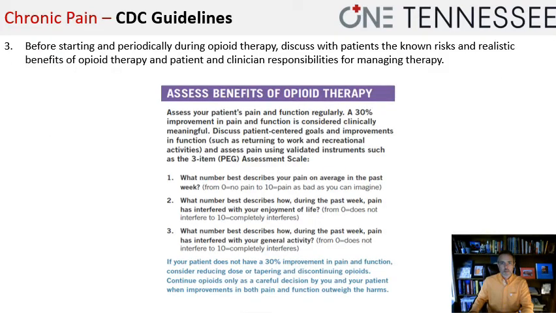Before starting and periodically during opioid therapy, be sure to discuss with patients the known risks and realistic benefits of opioid therapy and patient and clinician responsibilities for managing therapy. It's always a good idea to perform a three-item pain, enjoyment of life, and general activity assessment scale. Three easy questions to gauge if your patient's getting benefits of opioid therapy.